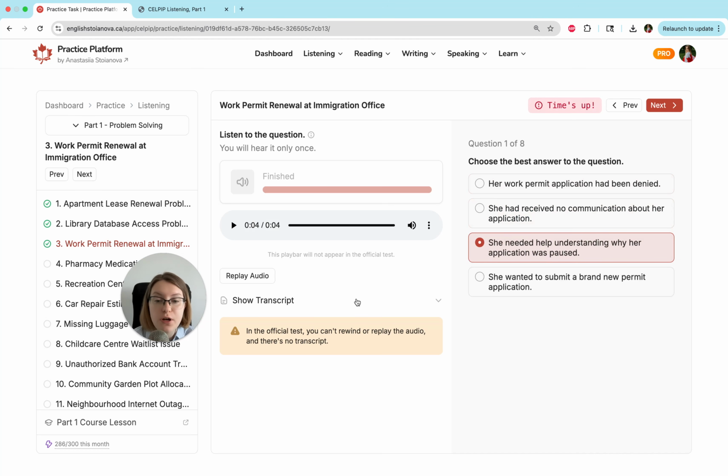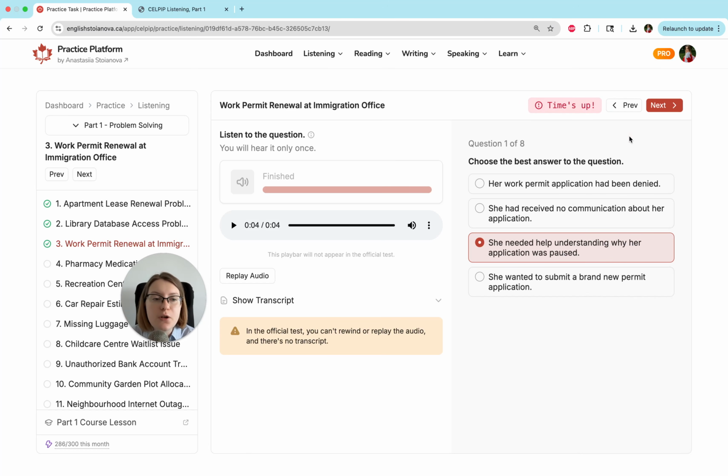And I will show you the transcript, the overall transcript at the end of this conversation. So she needed help understanding why her application was paused. She used the paraphrase for the word paused. She said was put on hold. So we have to watch out for the paraphrase, because even though part 1 is a bit easier, right? Because every part of the listening, there are 6 parts overall, becomes a bit harder. You got to pay attention, because every part will be a bit harder, even beginning from the first question, because you see they always change the words to express the same meaning.